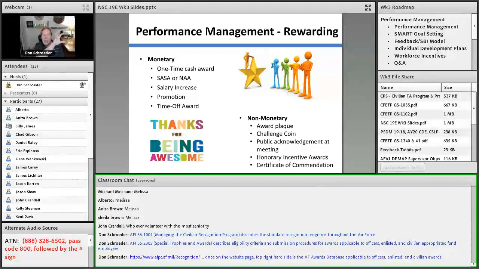Up on the top right-hand side of their recognition page, you'll see a little box that says Air Force Awards Database. And as you see right there in the screens, it's for officers, enlisted, and civilian awards. And it's a great little database because you can use it to filter down your search. You can do a search based on time frame. Is it a quarterly award? Is it an annual award?